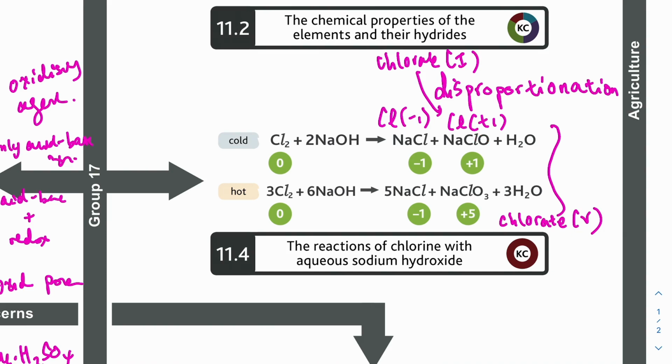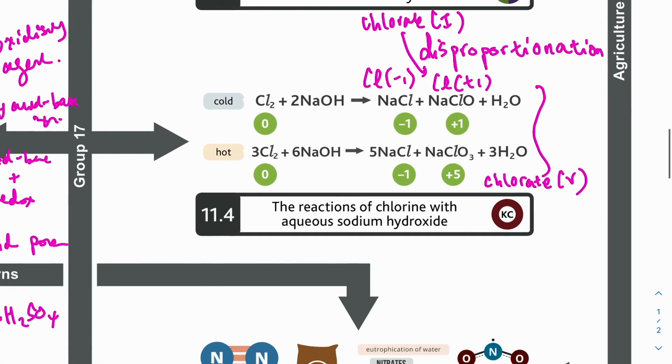Okay, the conditions are important. So cold is around room temperature, 20-25 degrees Celsius. Room temperature is 25 degrees Celsius, but cold here is referred to as something very close to room temperature. Hot here is very easily achieved, like 60 degrees, 50 degrees. You can get this reaction happening fairly easily already. The chlorine is both oxidized and reduced.